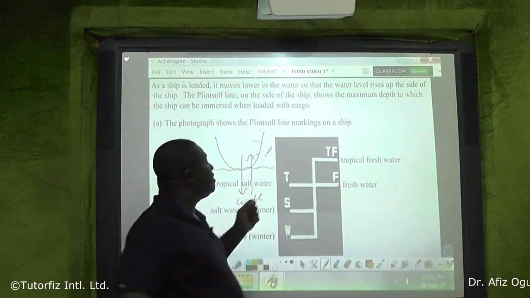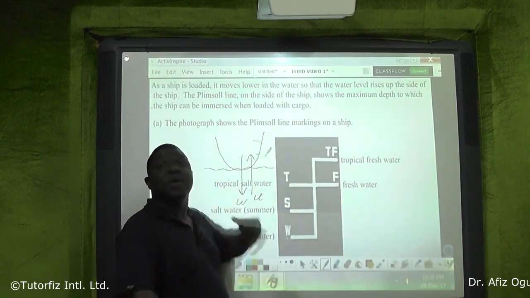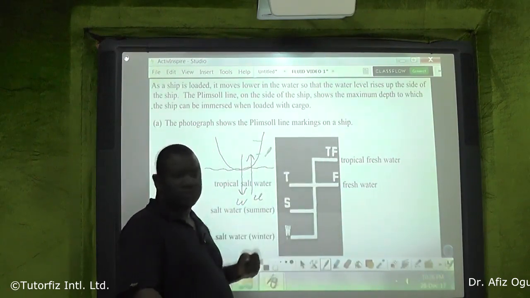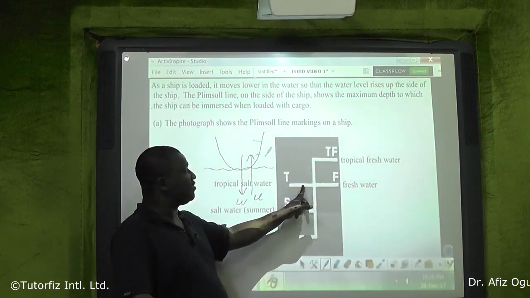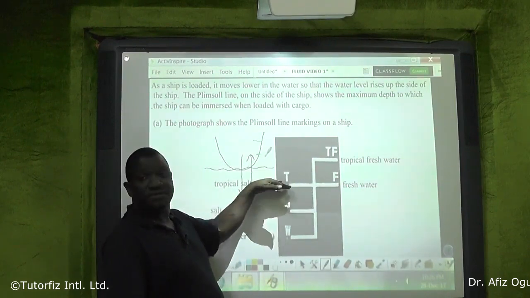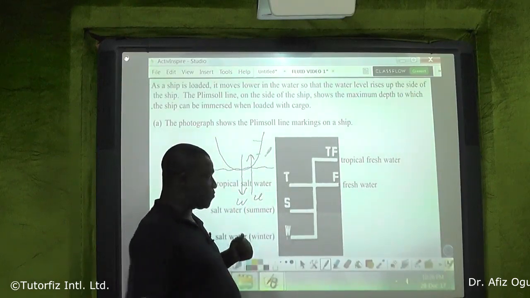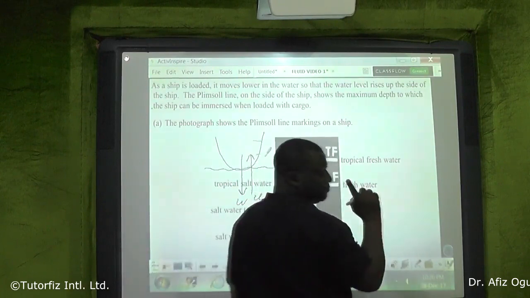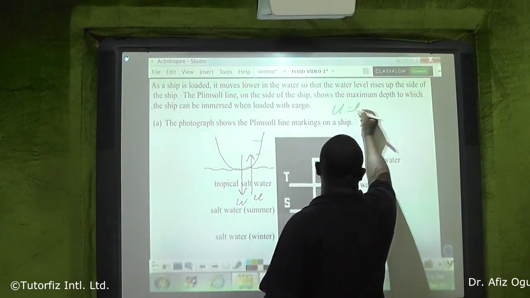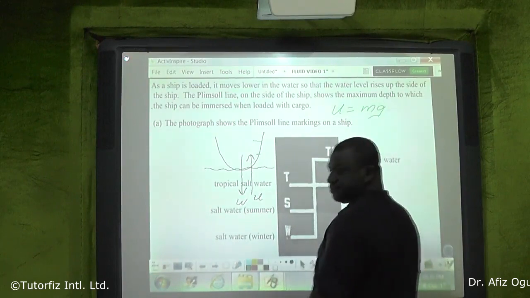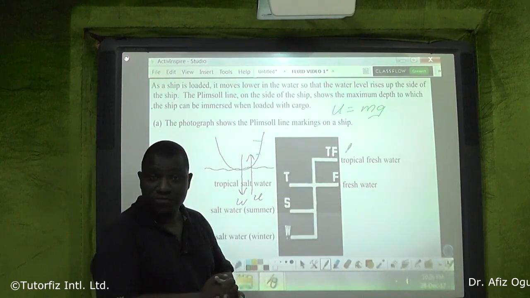That means the water level will go up here. It displaces more water in tropical fresh water than in tropical salt water. That's why this level is down. The level at the side of the ship is down here. So what is responsible for this? Listen. First, you know that for it to float, upthrust must be equal to the weight. Upthrust must be equal to the weight for it to float.